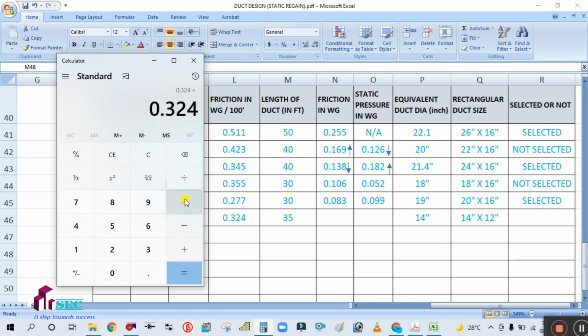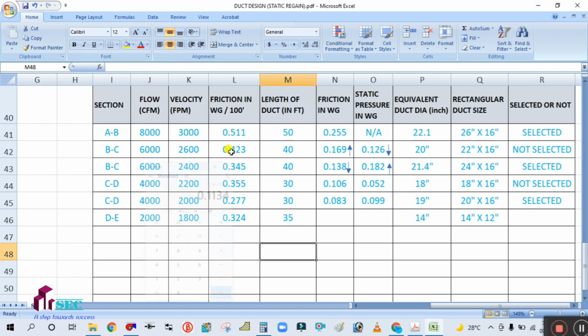0.324 into 35 divided by 100, 0.113. Here it will be 0.113. Now check this static pressure.